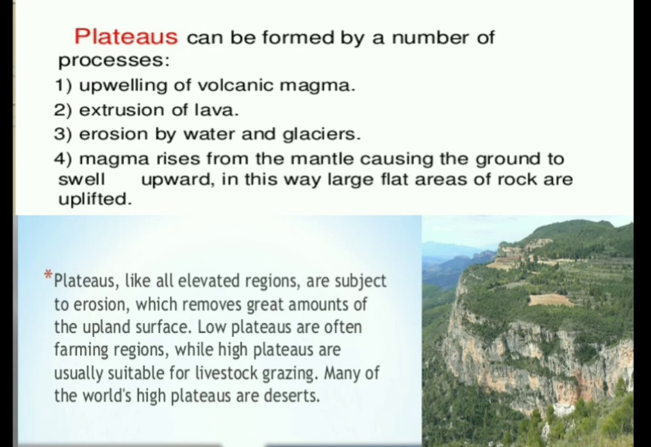In India, the Hundru falls in the Chota Nagpur plateau on the river Subarnarekha, and the Jog falls in Karnataka are the examples of such waterfalls. And the lava plateaus are rich in black soil that are fertile and good for the cultivation, and mainly for the cultivation of cotton. Many plateaus have scenic spots and are of great attraction for tourists.